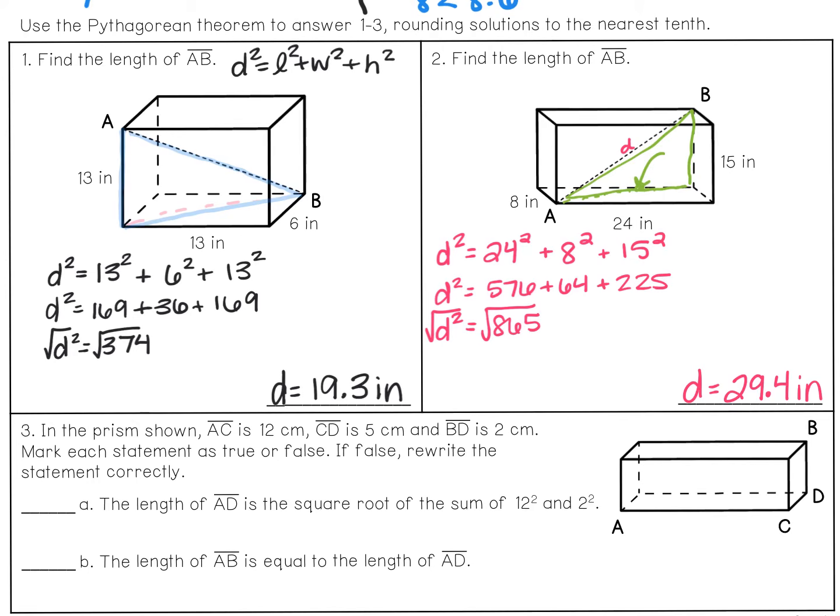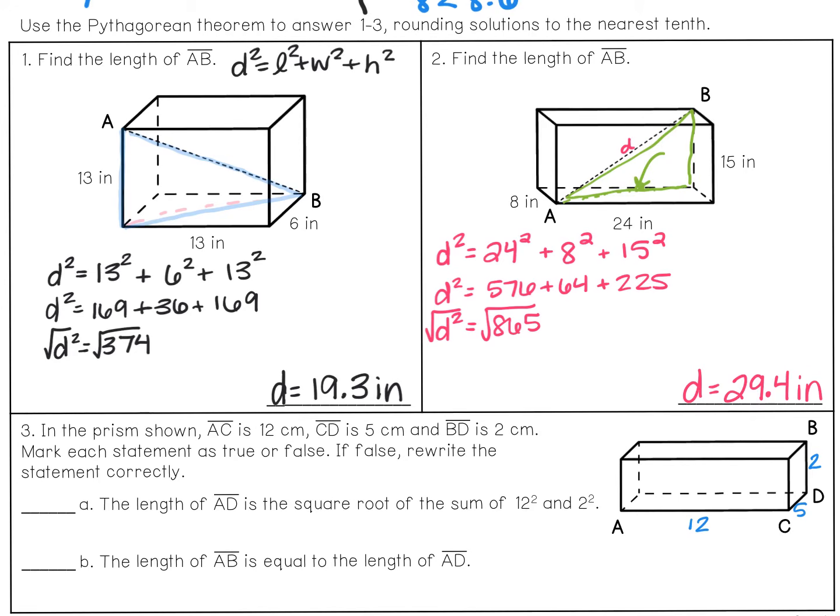All right, in this third example, we've got a multi-step problem, it looks like. In the prism shown, I'm going to mark as I go. AC is 12 centimeters, CD is 5 centimeters, and BD is 2 centimeters. Mark each statement as true or false. If false, rewrite the statement correctly.